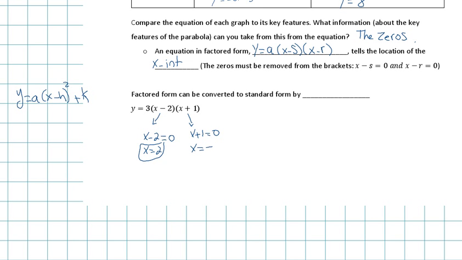Wait, so when you got the x and the negative, why didn't it become positive 2? I brought the negative 2 over, it becomes a positive 2. Okay? I brought the positive 1 over, it becomes a negative 1. So anytime you have the factored form, you can find the zeros by doing this method. Okay?